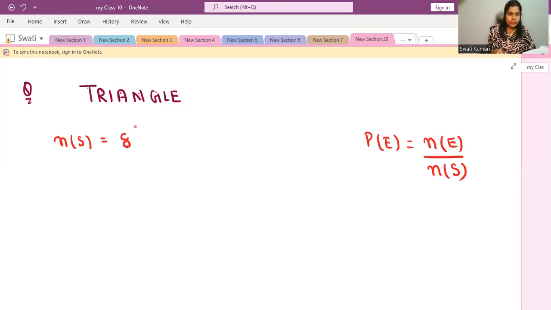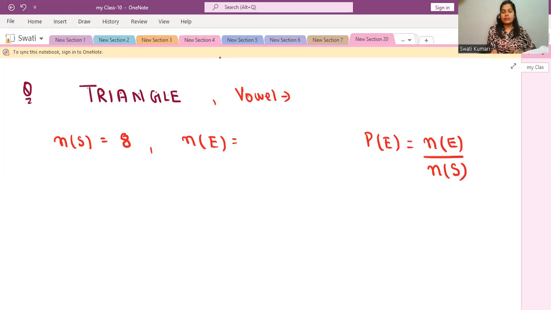So we have this 8. Now we have to find the total number of possible outcomes and the total number of favorable outcomes, which is denoted by n(E). What is the number of favorable outcomes here? Because we have to find the probability of getting a vowel. So let us first see how many vowels there are in this word, triangle.